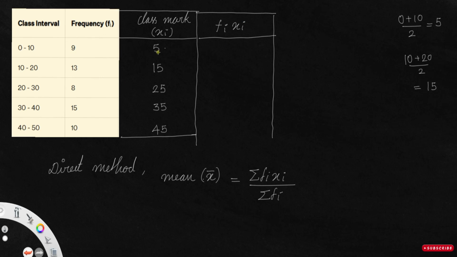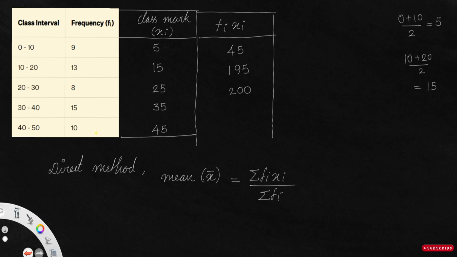So 9 into 5 is 45. 13 into 15 is 195. Now 8 into 25 is 200. Now 15 into 35 is 525. Now 10 into 45 is 450.